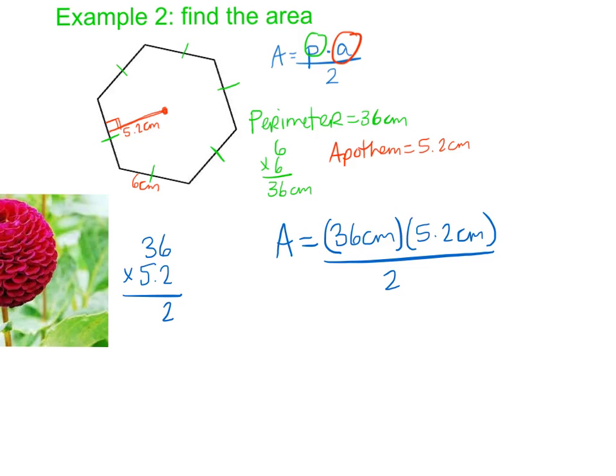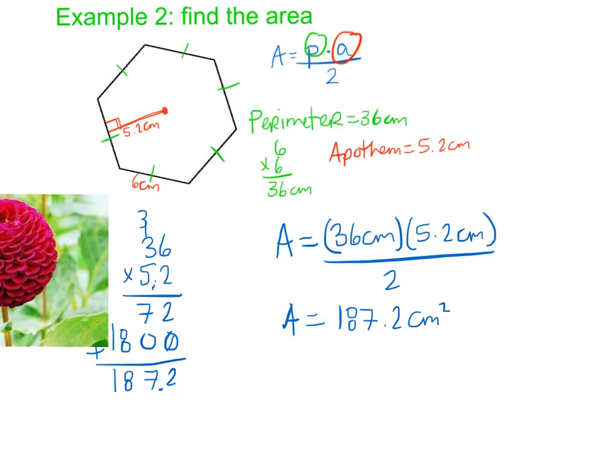2 times 6 is 12, 2 times 3 is 6, plus 1 is 7. Here's my placeholder. 5 times 6 is 30. 5 times 3 is 15, plus 3 more is 18. When I add these together with my 1 decimal place, I get my area is 187.2 centimeters squared cut in half.